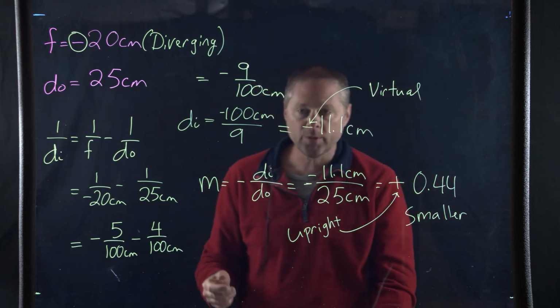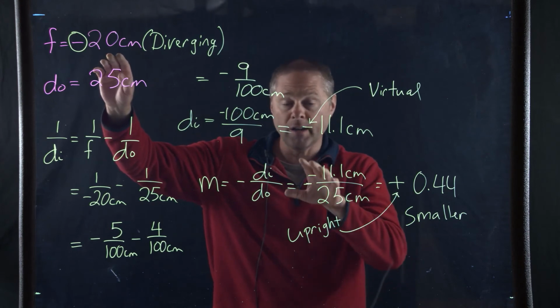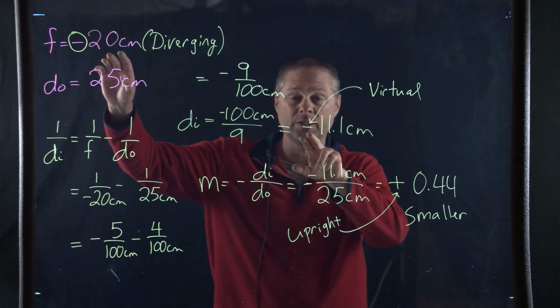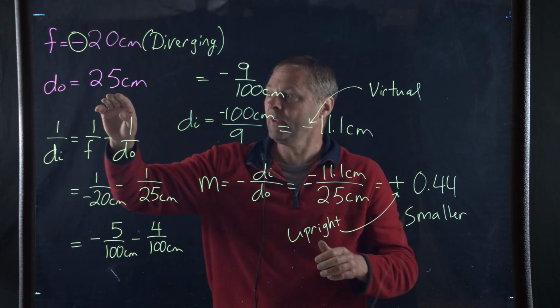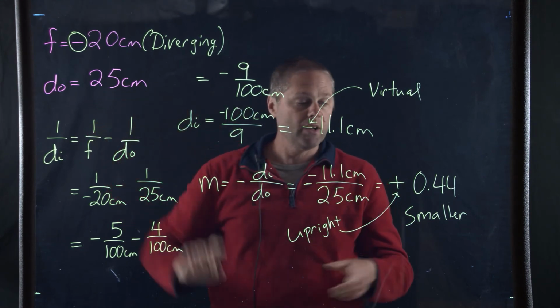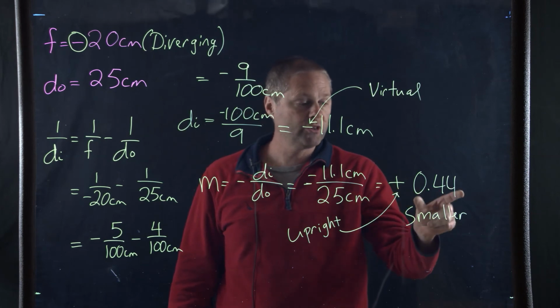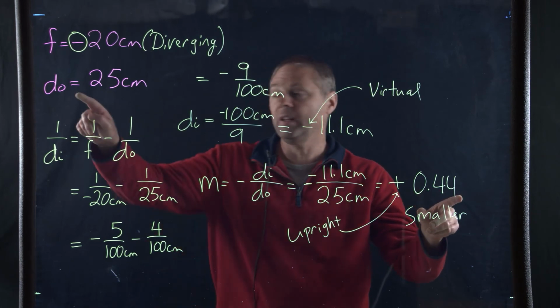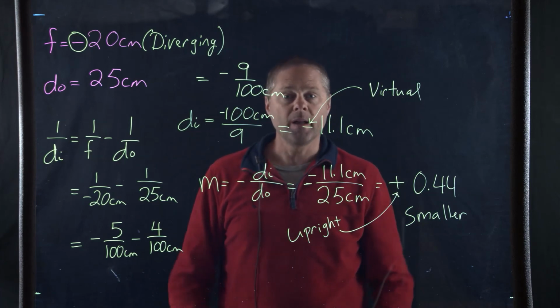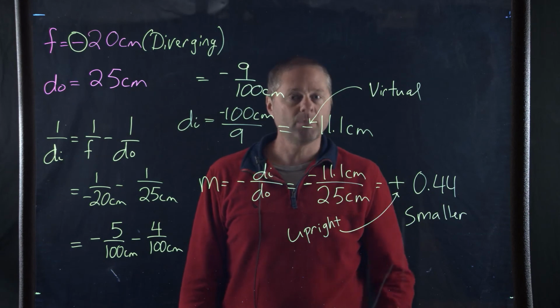So what we've learned from this is if we have a diverging lens, hint, hint, all images from diverging lenses are going to be virtual. The object is going to be outside the focal length, so that tells us we're going to have an upright image, which is going to be smaller than the actual object itself. If you have any questions on refraction through thin lenses, please let me know.